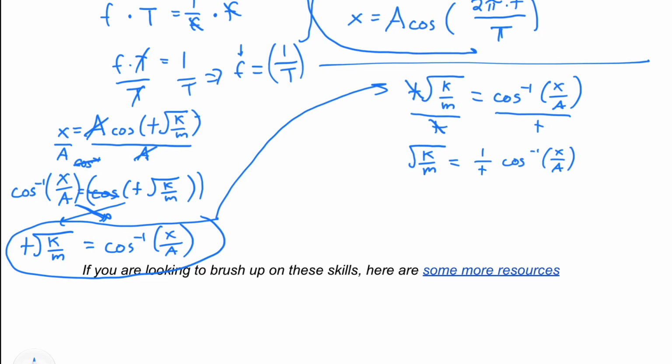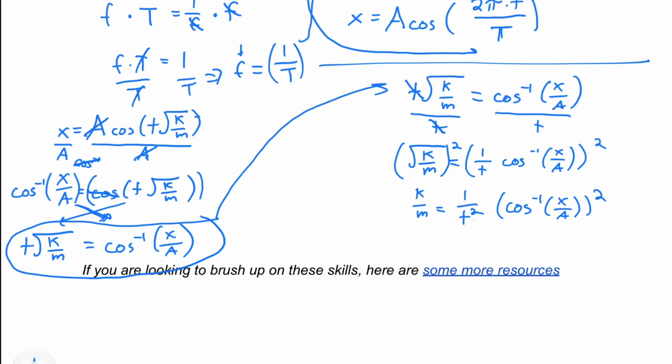Great. Next up, we have to square everything. We take what's on the left and square it, and we take what's on the right and square it. When we square the square root of k over m, we're left with just k over m by itself. And that's going to equal 1 over t squared, times the inverse cosine of x over a, squared. Everything on the right side is squared.